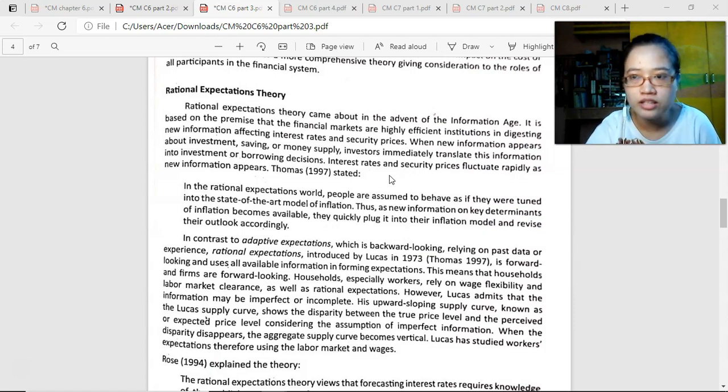Okay, di ba yung isa kanina, medyo it would take time before the interest rate is adjusted. Pero dito, because mabilis na kasi ngayon yung pag-transfer, di ba, ng information and in making information available to more users. So, mas mabilis yung nagiging adjustment to any changes in the market.